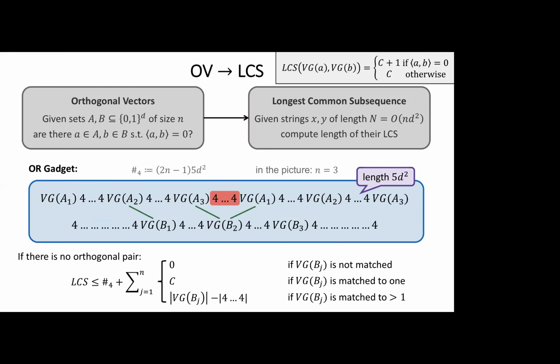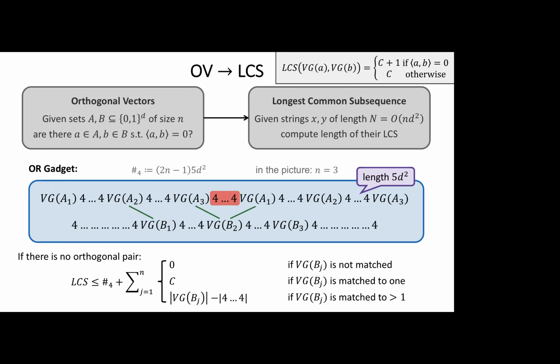So this here is the proof, a one line proof. Let's assume that there is no orthogonal pair. What is an upper bound on the length of the longest common subsequence of these two strings? So I split the alphabet. For the alphabet symbol four, I just count the number of occurrences in the top. Let's say we can match all of those. And for the remaining alphabet symbols, I go over the vector gadgets in the bottom string. So let's sum up over all the j and look at the vector gadget of bj.